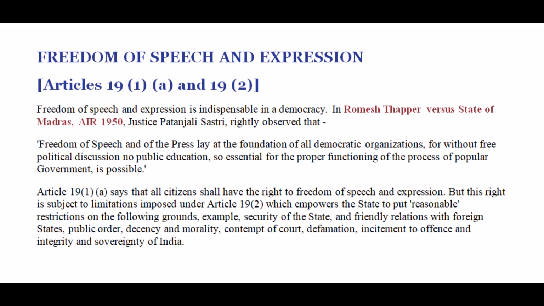Freedom of speech and expression. Articles 19(1)(a) and 19(2). Freedom of speech and expression is indispensable in a democracy.